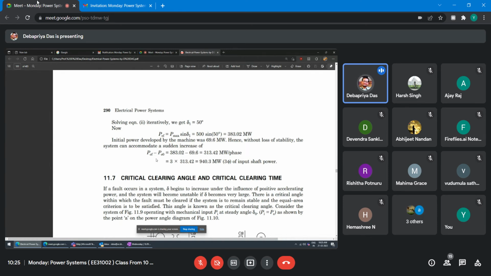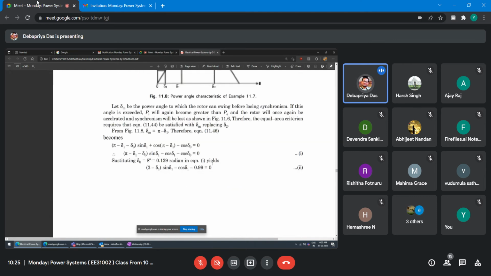Therefore, further it can be increased. That is PEF minus PE0, that is 383.02 minus this one. That is per phase, 313.42 megawatt per phase. Therefore, it is per phase, so multiply by 3. So total will be this much input shaft power. Right, up to this, hopefully it will be understandable.